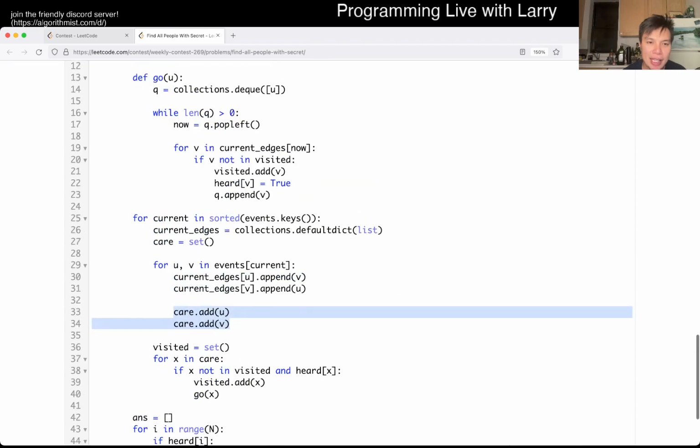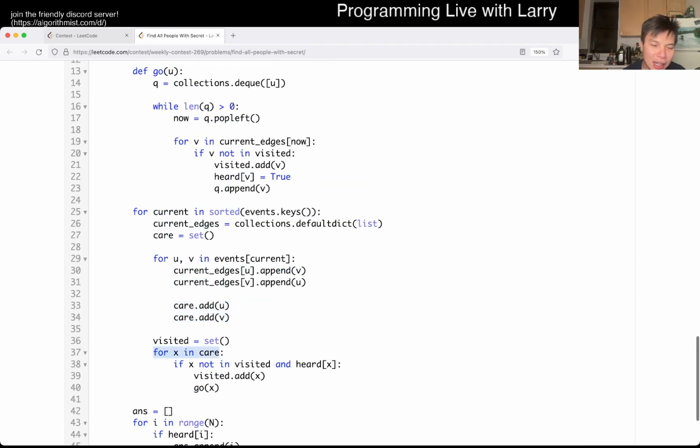And then here we just go, okay, for every person that we care about, which is the people in this current time frame, for every person there, we see, okay, if we have not visited, and if this person has heard the secret, then we visit it, and then we do a breadth first search.